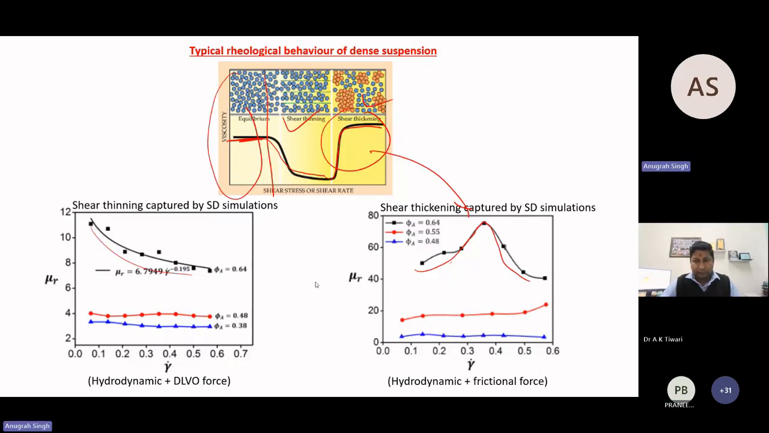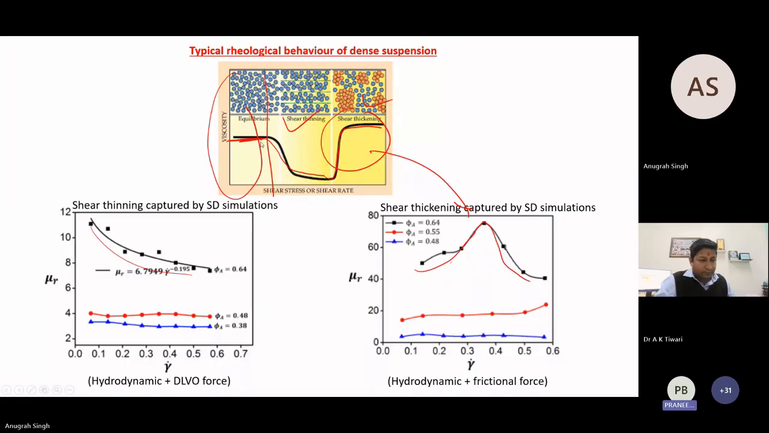Macroscopic, in what way? Yes, we have seen microstructure, though I have not shown it. We can have the particle position at every time step, and we clearly see this kind of layering when there is shear thinning, and clusters, that means many particles touching each other, when there is shear thickening. So we could relate microstructure to the rheology. Okay.